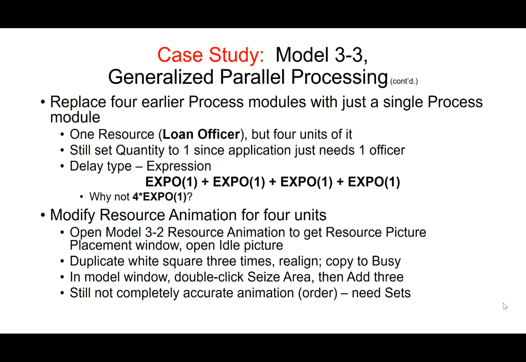Modify the resource animation for 4 units. Open model 3.2 resource animation to get the resource picture placement window, and then open the idle picture. Duplicate the white square 3 times and then realign them and then copy them to busy. And in the model window, double-click the C's area, then add 3. Still not completely accurate animation. We need the sets.